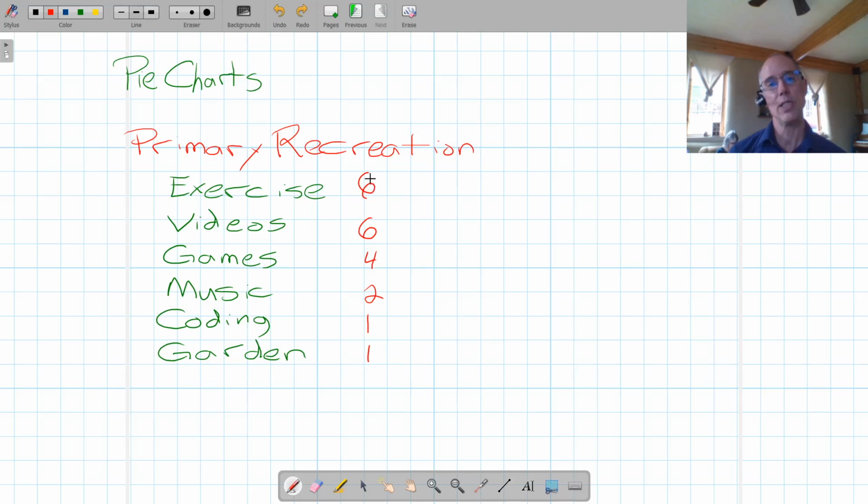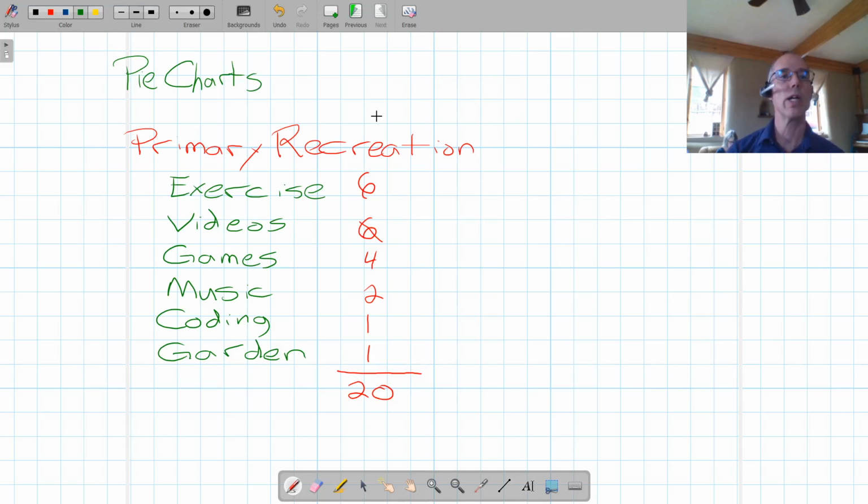First thing I need to do is take these numbers and find out how many there are. So I need to add them up. So 6 and 6 is 12. And then 2 and 4 is 6, 7, 8, 9, 10. So we get a total of 20.